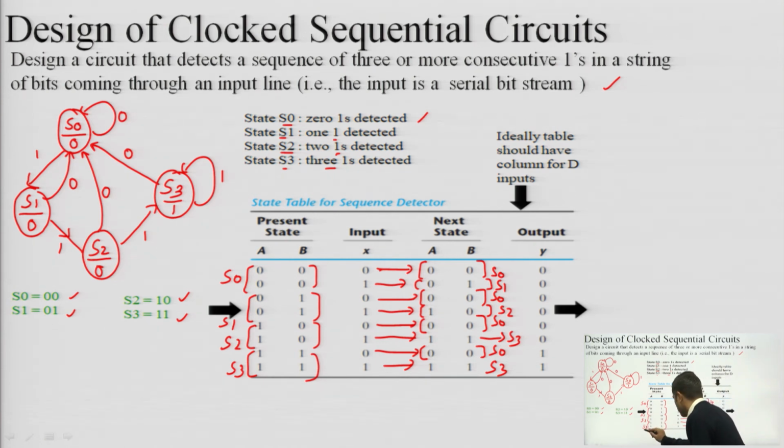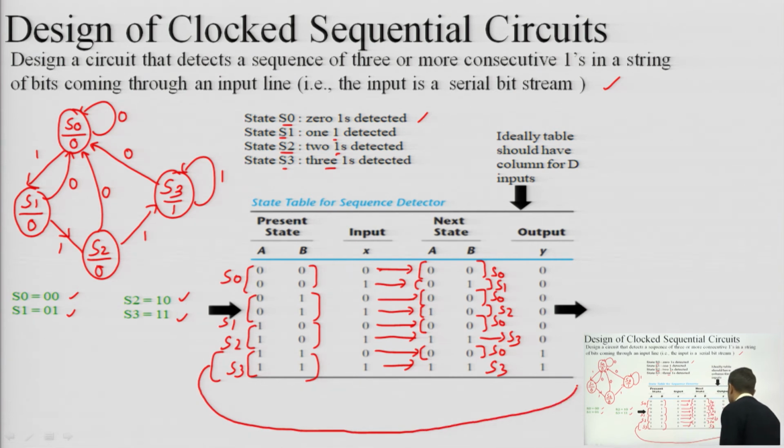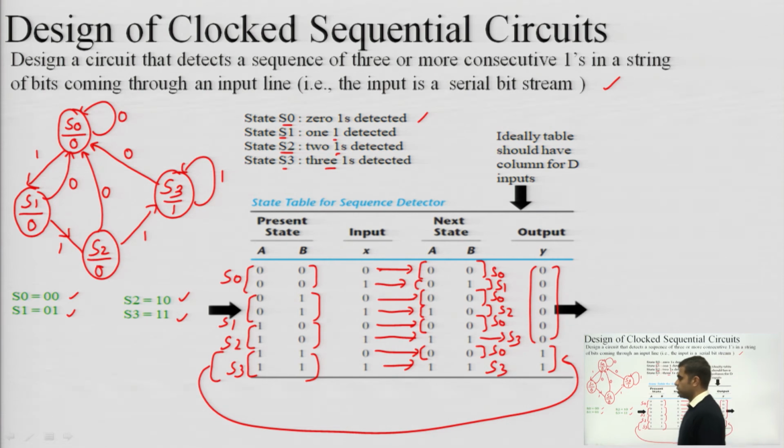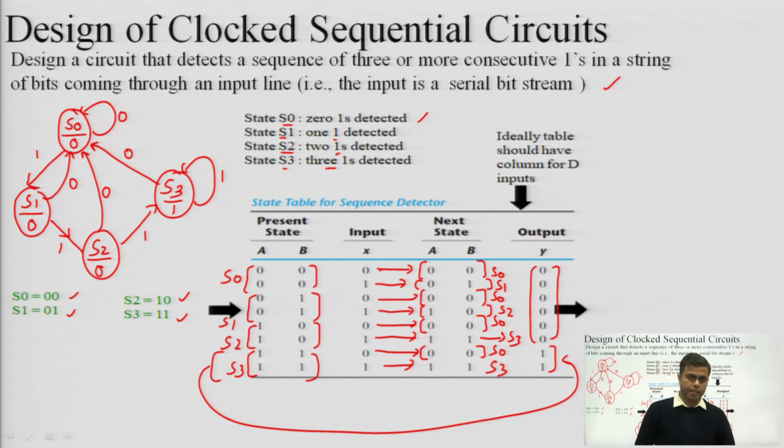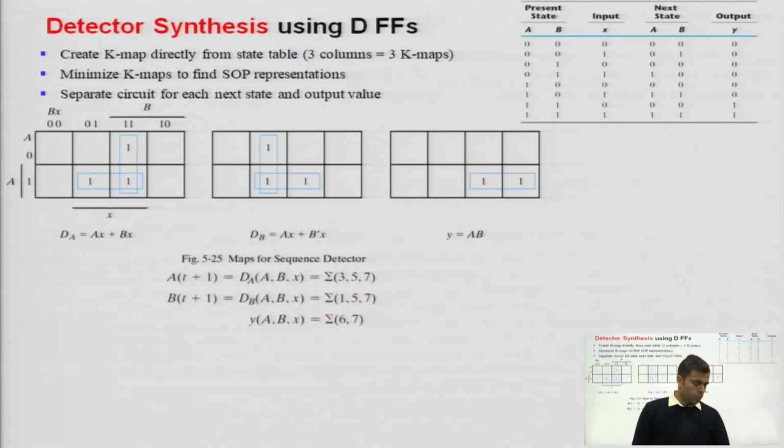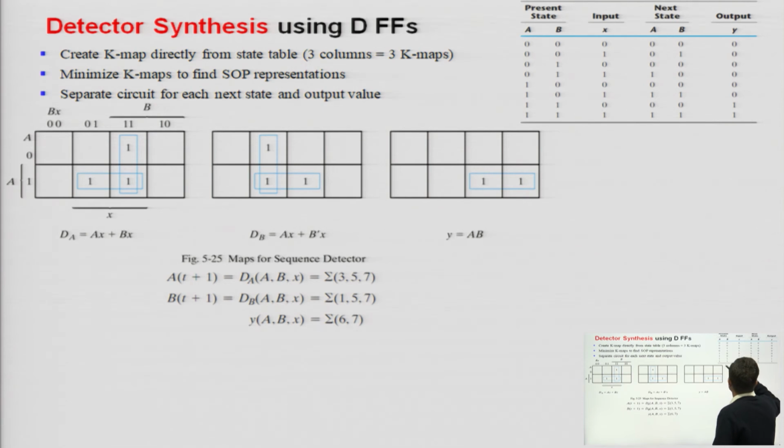So it said it is only S3 state, so that means only in the last case am I getting the high output, and for the rest of the cases the output is 0. For S0, S1, S2 the output is 0, and for S3 the output is 1. So this is the state table. From the state table, I have to find expressions for these three columns.